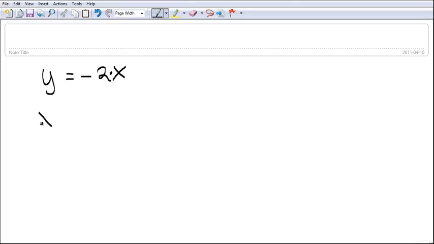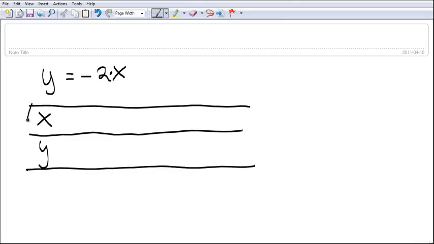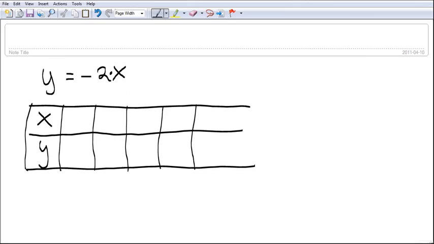So let's make a table. It's a little bit difficult to make straight lines, but you will get the idea. So you've seen this type of table before. We have a couple of points. We need the x and the y coordinates for this. Okay, let's go back and check how many points we need. 1, 2, 3, 4, 5.